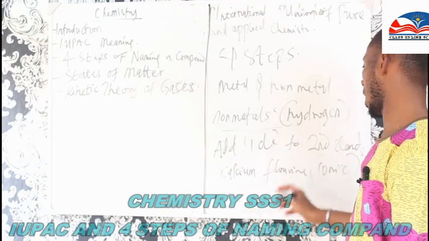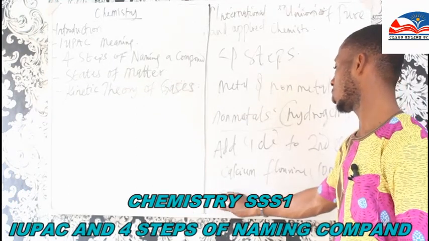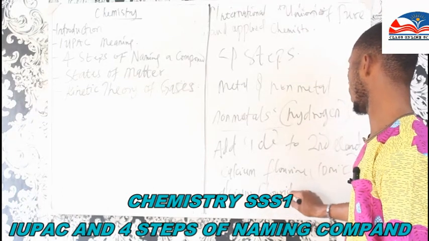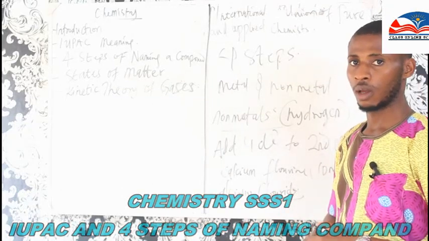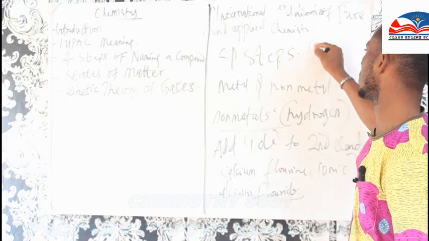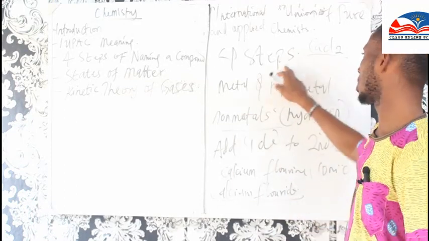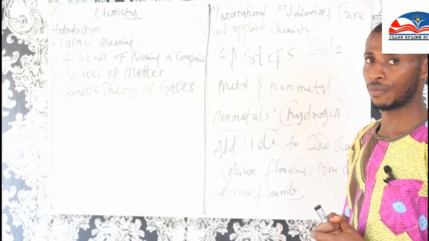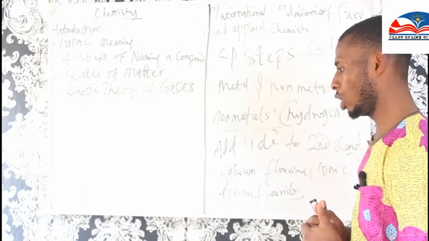Alright, it is ionic. Now what we do is add IDE to the second element. That means it will now be calcium fluoride. Hope you are following. Alright, what if we have CaCl2? This is the same thing as calcium chloride. Hope you are following.